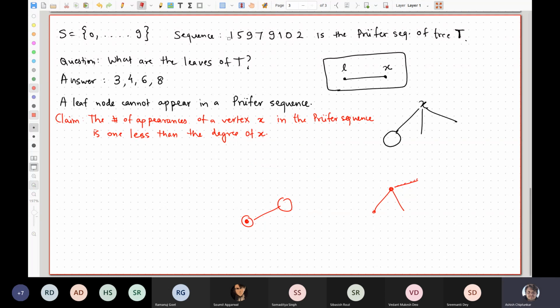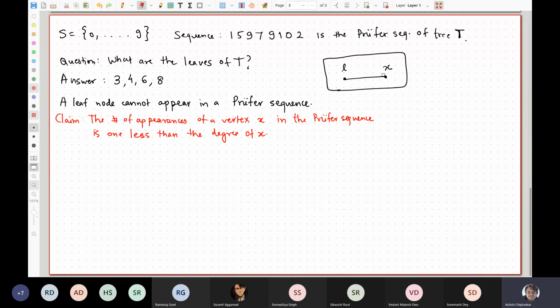Now let's try to construct the tree from this prefer sequence, and then we'll go to the formal definitions and so on. Any ideas, any edges that you can already see in this tree? So this is some mysterious tree whose prefer sequence is this. We have already identified the leaf nodes of this tree. Can somebody identify some of the edges of the tree?